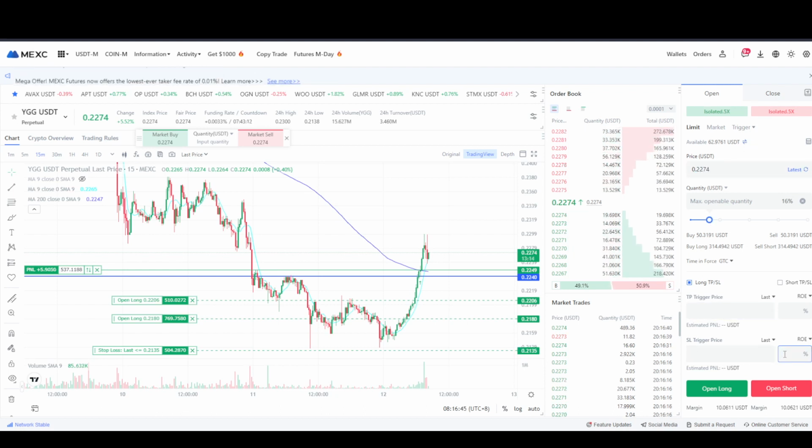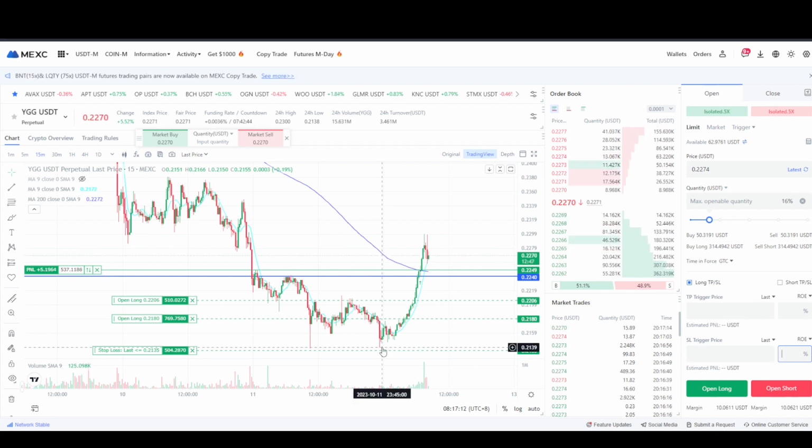You can click in here and just type in, let's say you only want 10%. So you type in 10 and it automatically does the amount of the price right here. Or you can do 20 and it'll type in the price. It'll tell you how much you're expected to lose if your stop loss hits. Now, of course, this all depends on your risk tolerance. How much are you willing to risk?